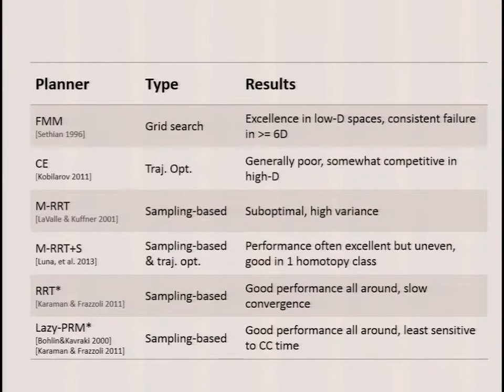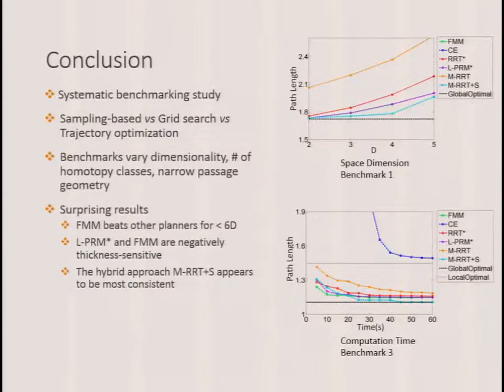This table lists some high-level conclusions from this study. We obtained some surprising results. For example, the fast marching method generally beats other planners for spaces of lower than 6D, and the lazy PRM star performs better as the length of the narrow passage increases. Also, we find the hybrid approach, multiple-restart RRT with shortcut, appears to be most stable.